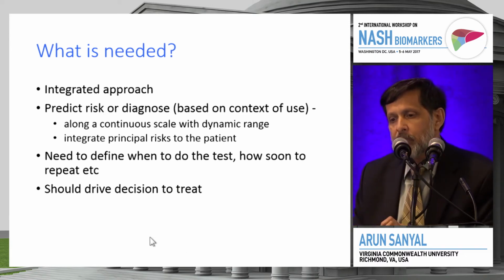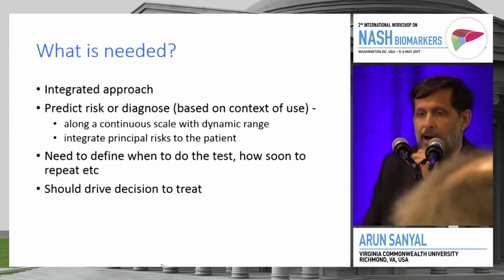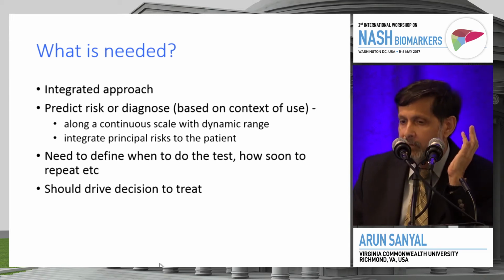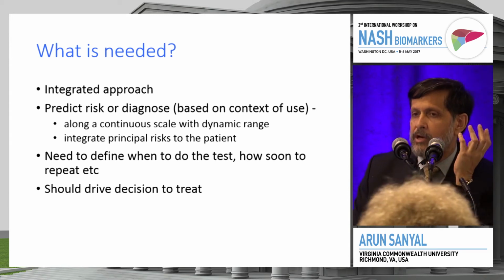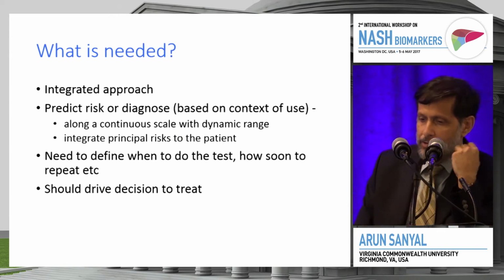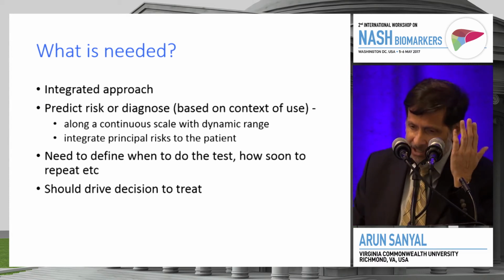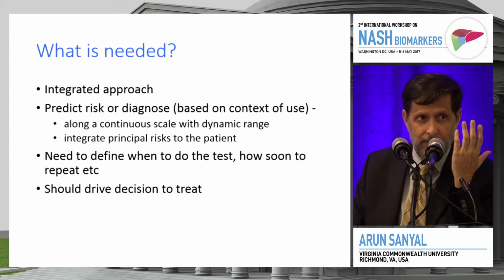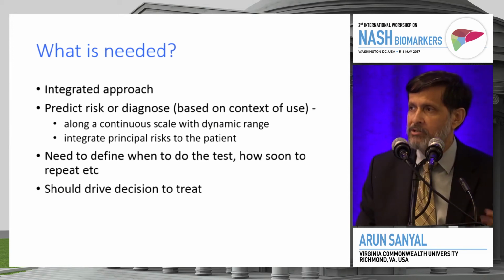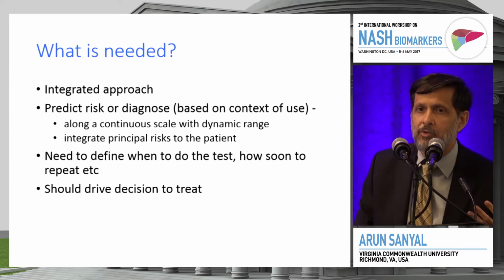We need to be able to predict risk or diagnose based on context of use, and ideally something along a continuous scale with a good dynamic range. We need to be able to integrate the principal risks at the individual patient level. We need to be able to define when to do the test, how soon to repeat, how to interpret it, and these have to be linked to a decision to treat because they have to be actionable results. Otherwise, you're just doing it to satisfy your curiosity, and that's never a good reason to do anything.